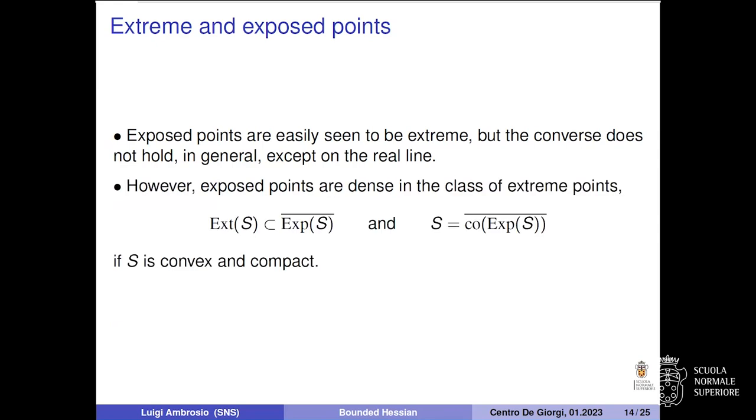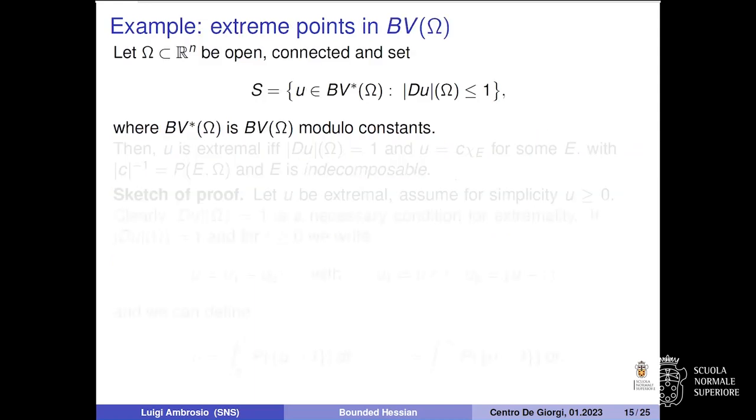However, what is interesting is that if you have convexity and compactness, we always have sufficiently many exposed points, because by taking the closure of exposed points, you include all the extreme points. And so you can also rephrase the Krein-Milman theorem in terms of the exposed points.